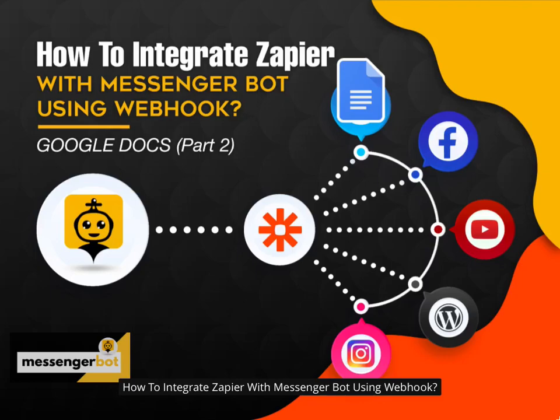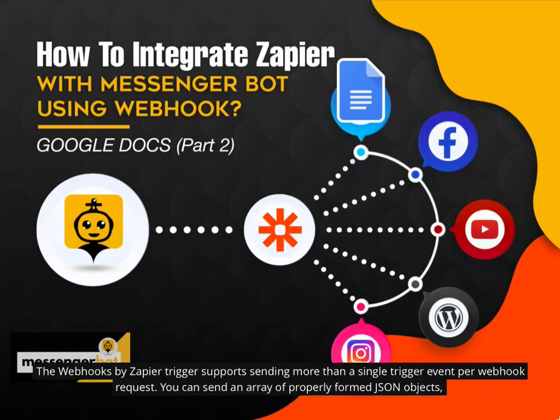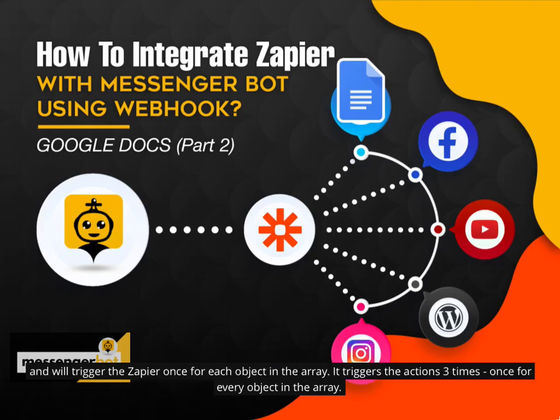How to integrate Zapier with Messenger bot using Webhook. The Webhooks by Zapier trigger supports sending more than a single trigger event per webhook request. You can send an array of properly formed JSON objects, and will trigger the Zapier once for each object in the array. It triggers the actions 3 times, once for every object in the array.